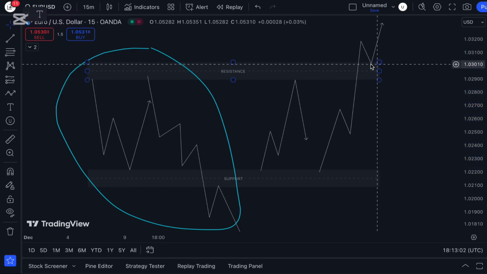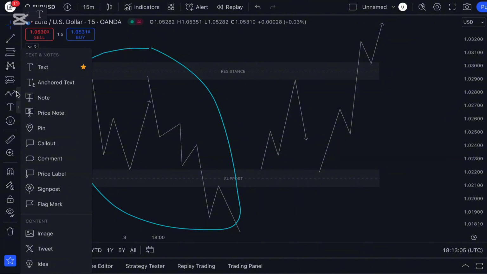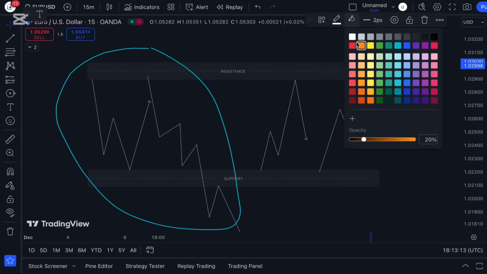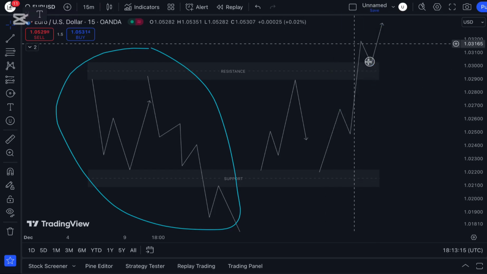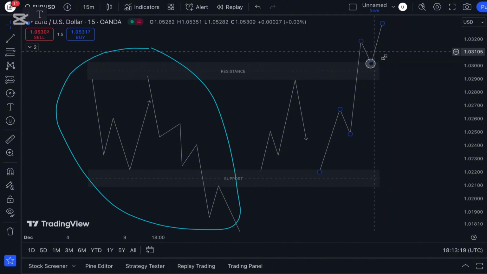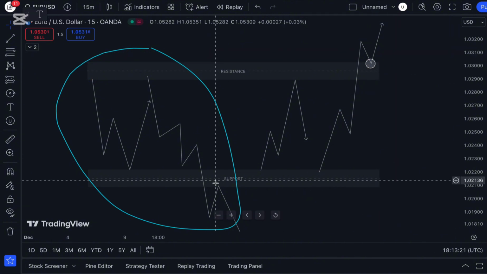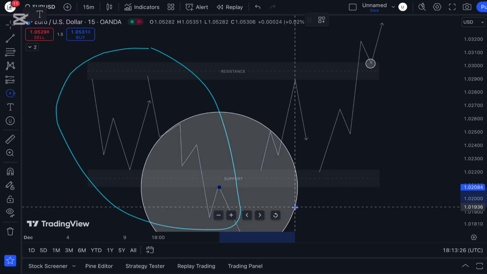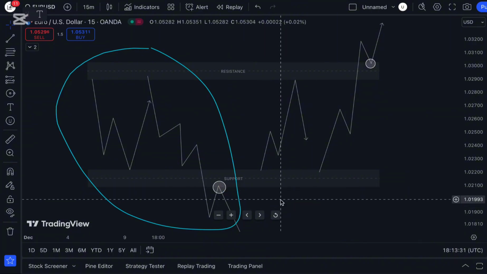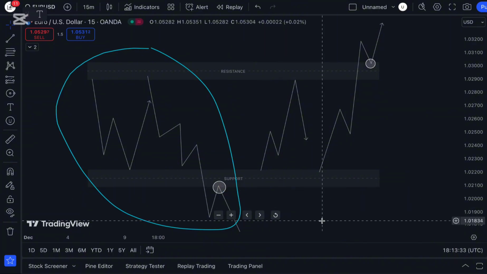This entry at this level is called a retest. Price broke the structure, came back down, gave us an entry level, and then we take the trade somewhere around there. Somewhere around this level, you take a buy here, and then here you take a sell. Same thing, it's just the opposite. Please remember this is a basic example of how to use support and resistance.